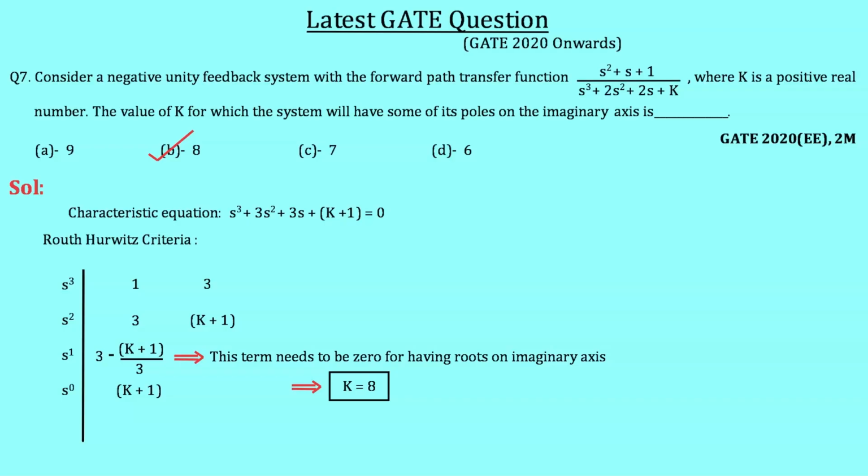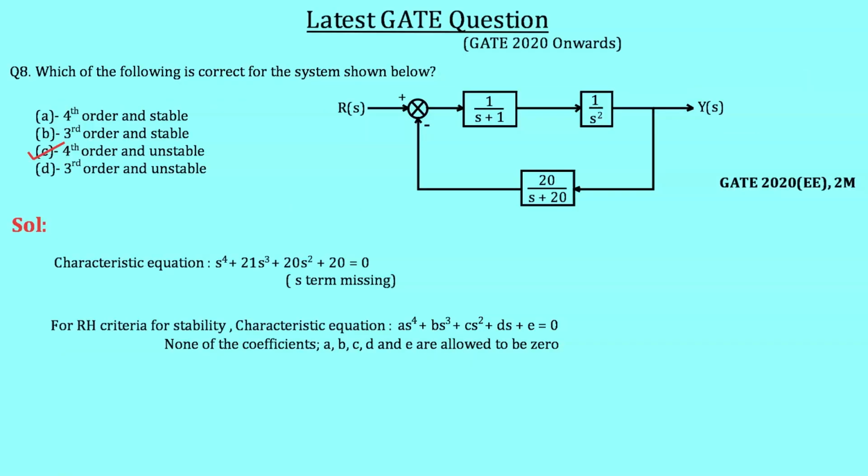Another simple question in which you have to first find the characteristic equation. After that, we have to form the Routh array, and in the third row we will get an element in the form of variable parameter k. But to have poles on the imaginary axis, this element needs to be 0, and for that the value of k should be equal to 8. Now let's see the last question, which is also a very simple question.